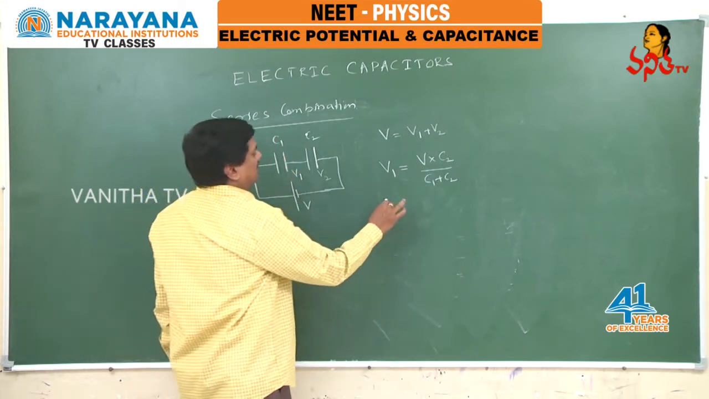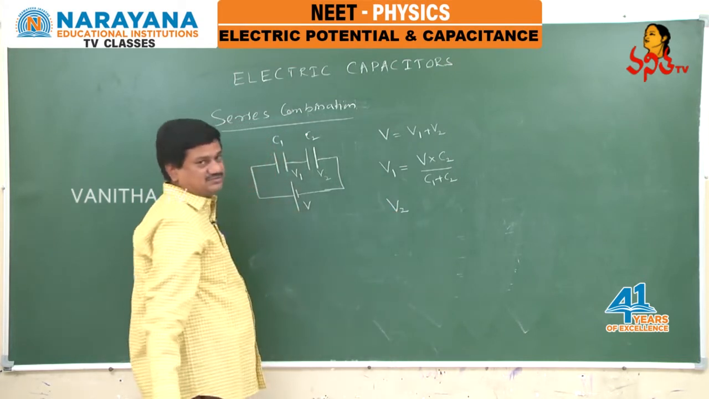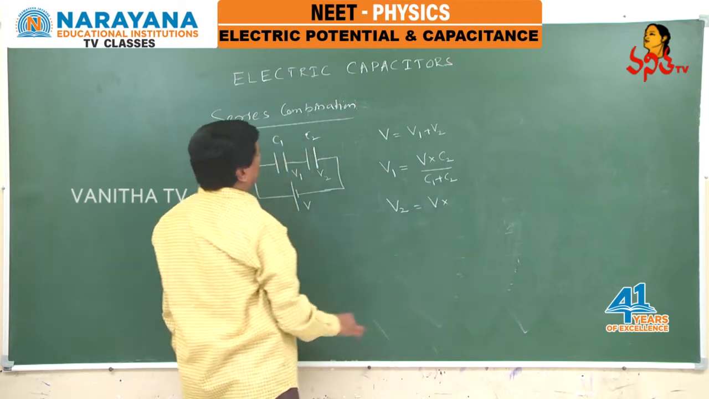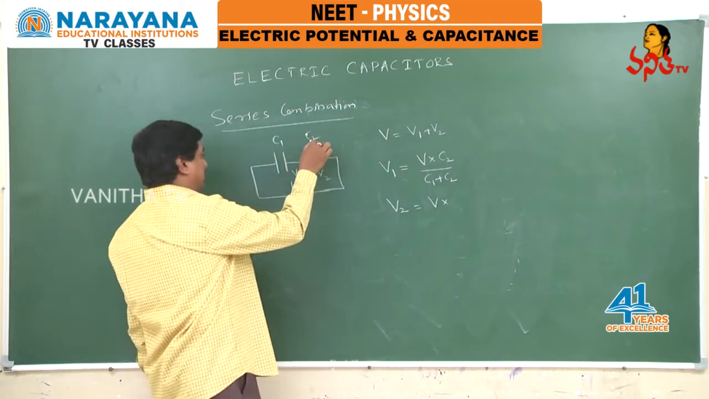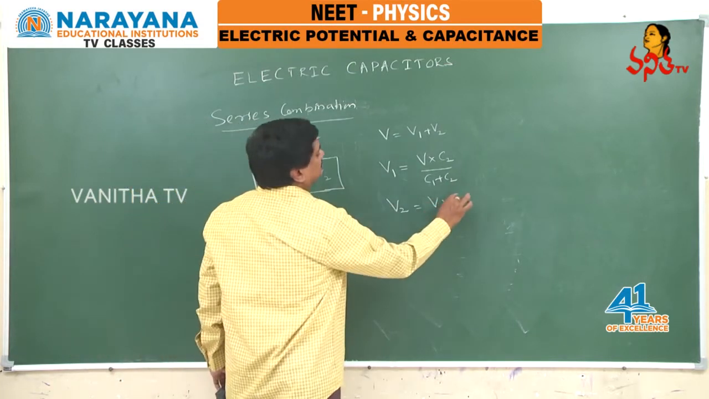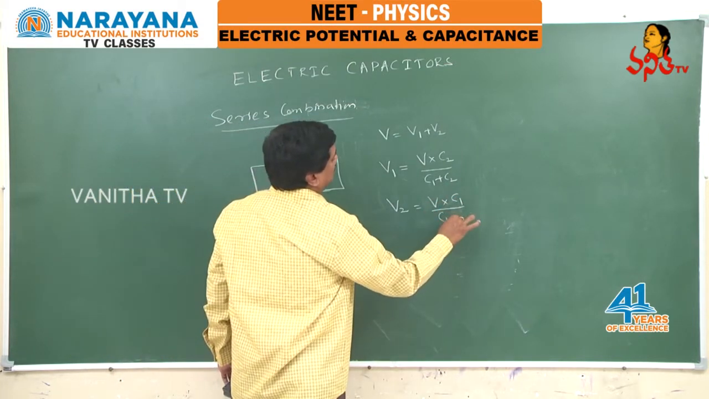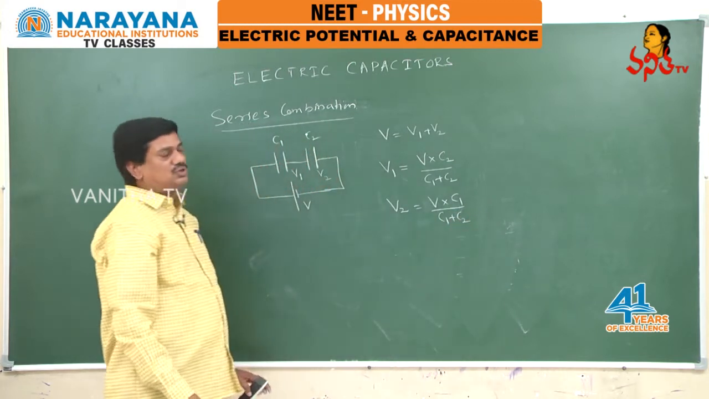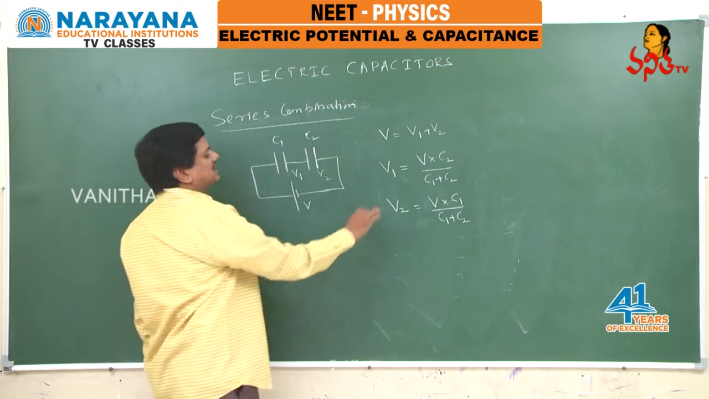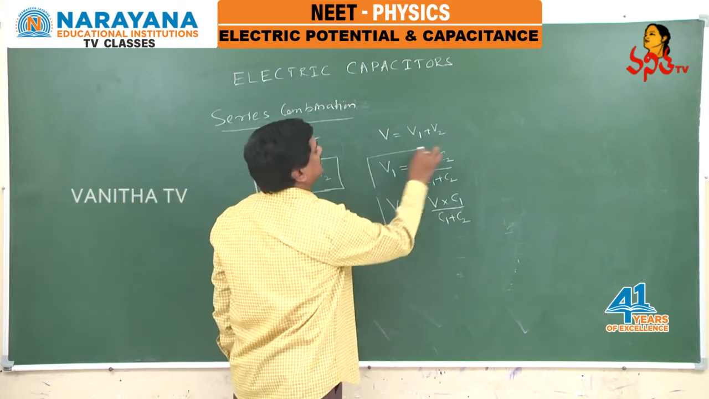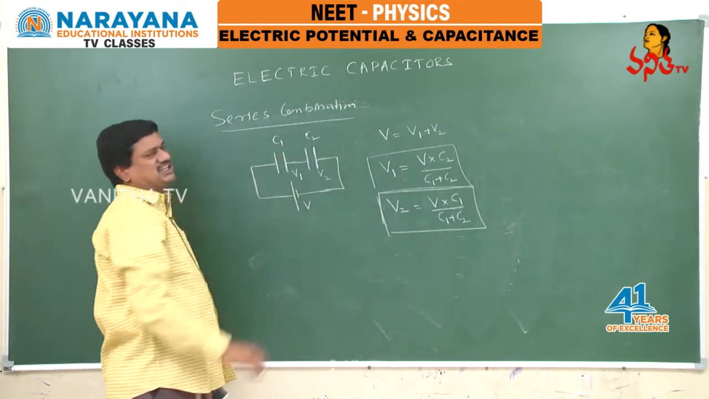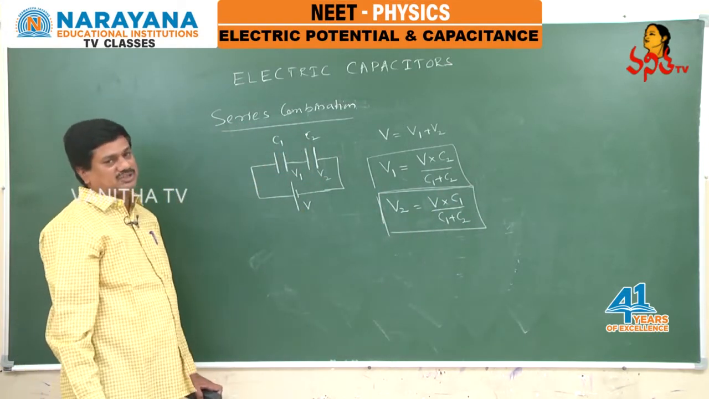Similarly, if I want to write the potential across the second, simply we can write the formula like this: V into the other capacitance. I am finding the potential across the second, so I write C1 divided by the total capacitance, C1 plus C2. So if it is a series combination of only 2 capacitors, this is a simple method to write the potential across each capacitor. This is the basic information about the series combination of the capacitors.